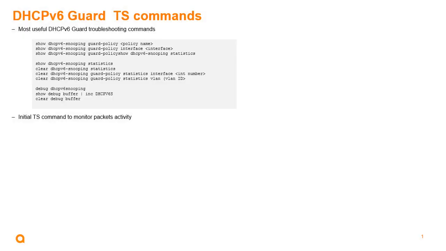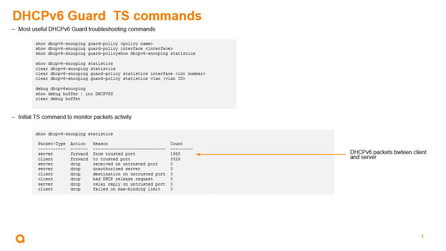Here is a list of show commands, statistic commands and debugs that can be used in assisting troubleshooting DHCPv6 Guard. Here, in the next output, you can see we can use the show DHCPv6 snooping statistics to see both server and client forwarded packets.